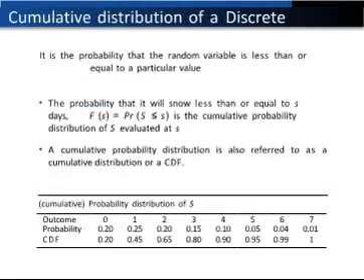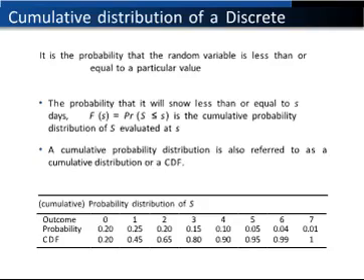Cumulative distribution of a discrete random variable. It is the probability that the random variable is less than or equal to a particular value. The probability that it will snow less than or equal to s days, so F(s) is equal to the probability that S is less than or equal to s, is the cumulative probability distribution of S evaluated at s. A cumulative probability distribution is also referred to as a cumulative distribution or a CDF.